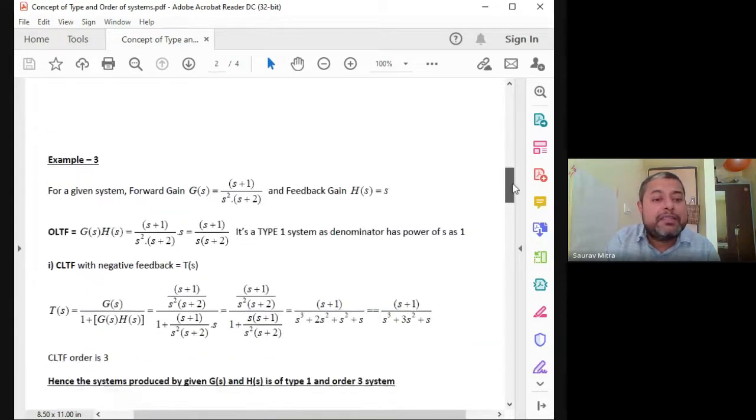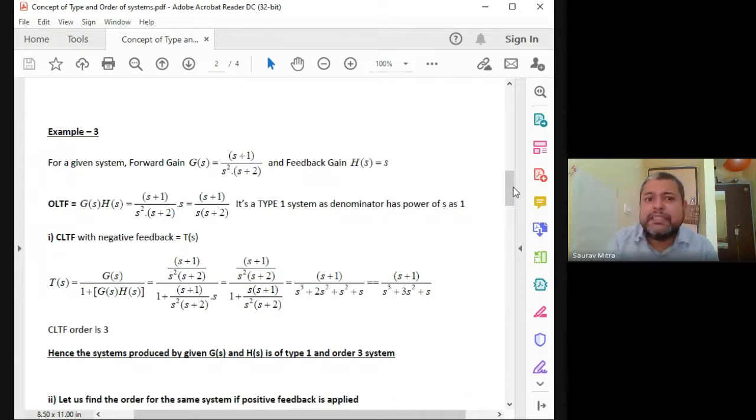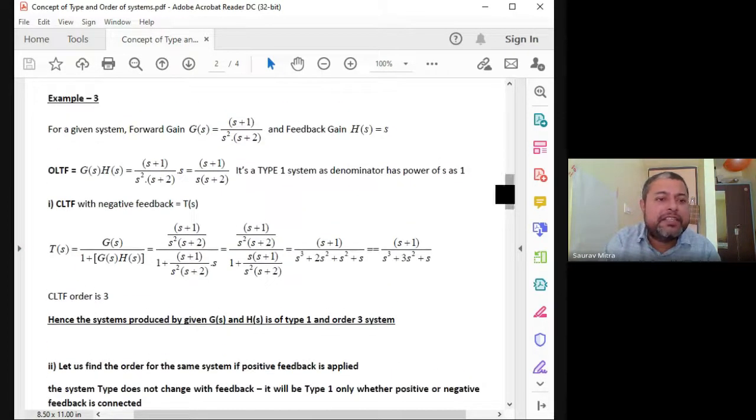Now let us see another example. So in this case, GS is equal to S by 2 S square into S plus 2, and feedback gain HS is equal to S. So multiply them. If you are multiplying them, what you are finding is GS into HS. So OLTF is given by GS into HS. If you are multiplying that, this S and the denominator S are getting cancelled. Okay. So in that case, you are finding that OLTF is equal to S plus 1 divided by S into S plus 2. So how many open loop poles are there?